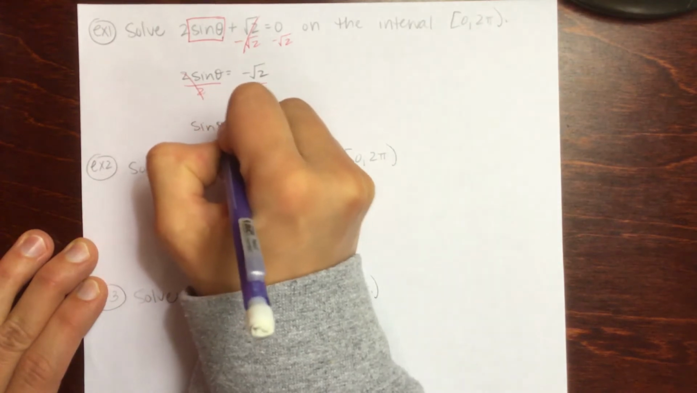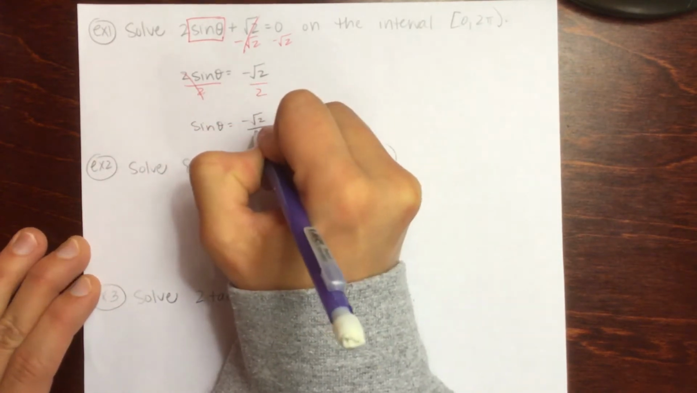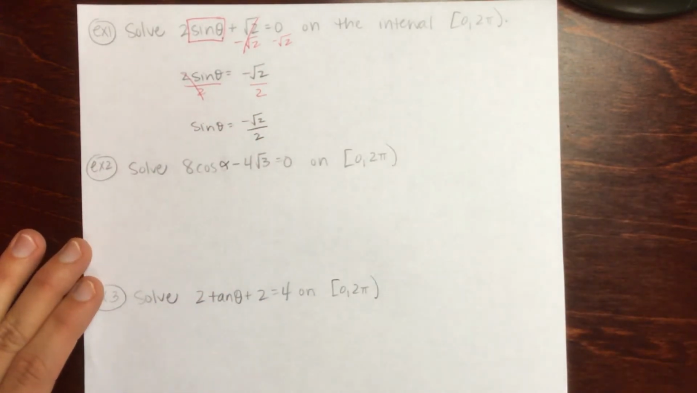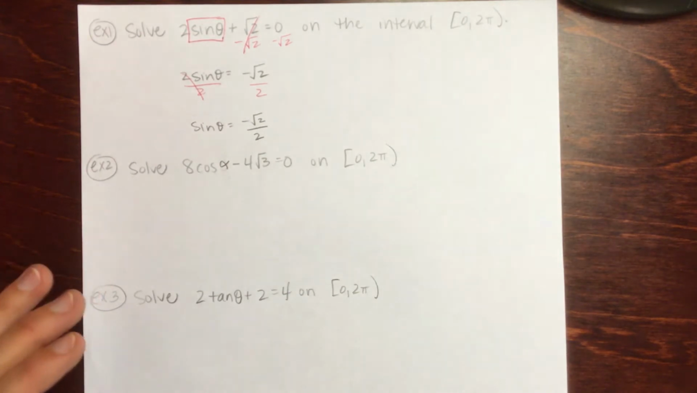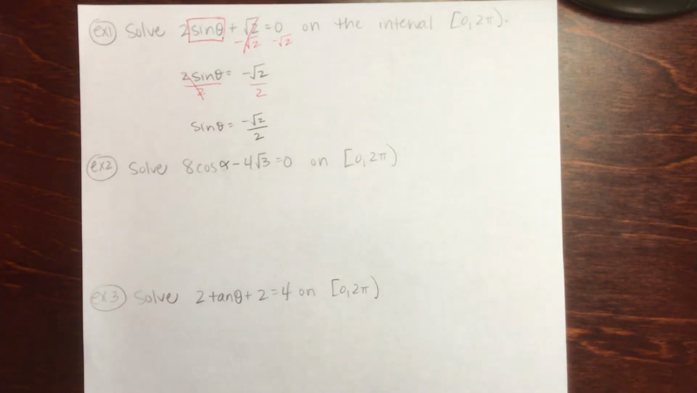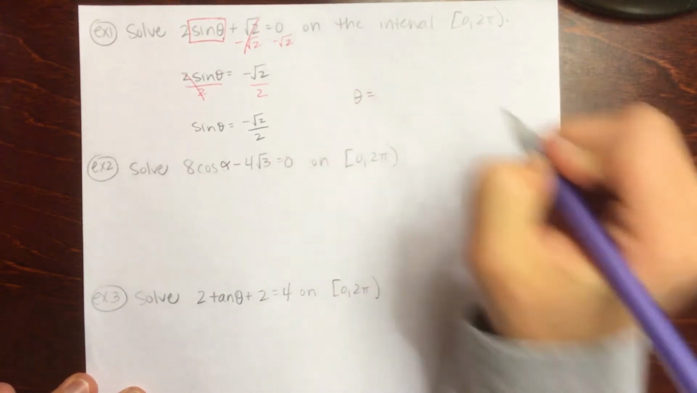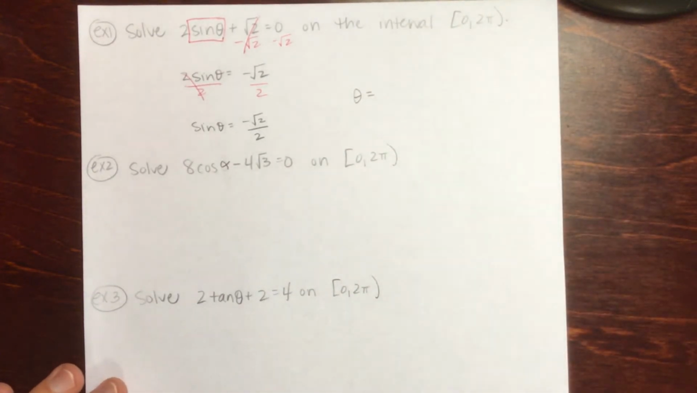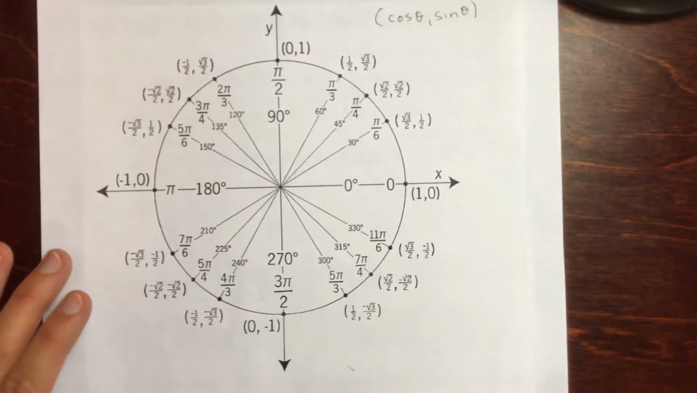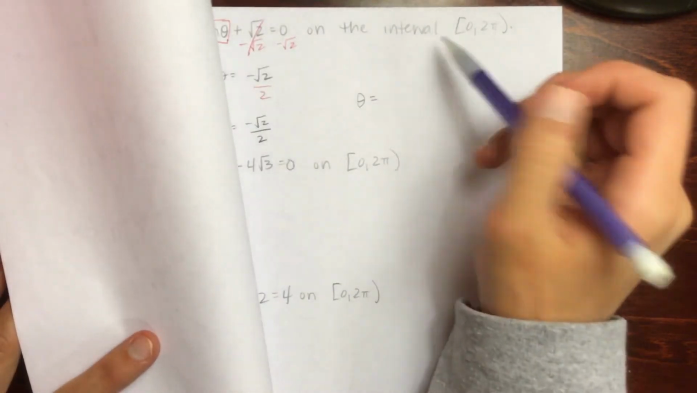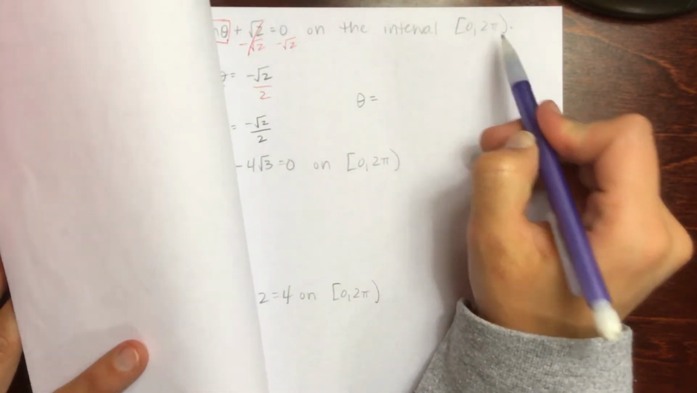All right, so my first step is done. I have solved for sine theta, cosine theta, whatever your trig piece is. Now you have to do that second step, which is use your unit circle and figure out what are my actual theta values? What are my angles where this occurs? So sine theta equals negative square root 2 over 2. And we're going to use the whole entire unit circle because this says from 0 to 2 pi.